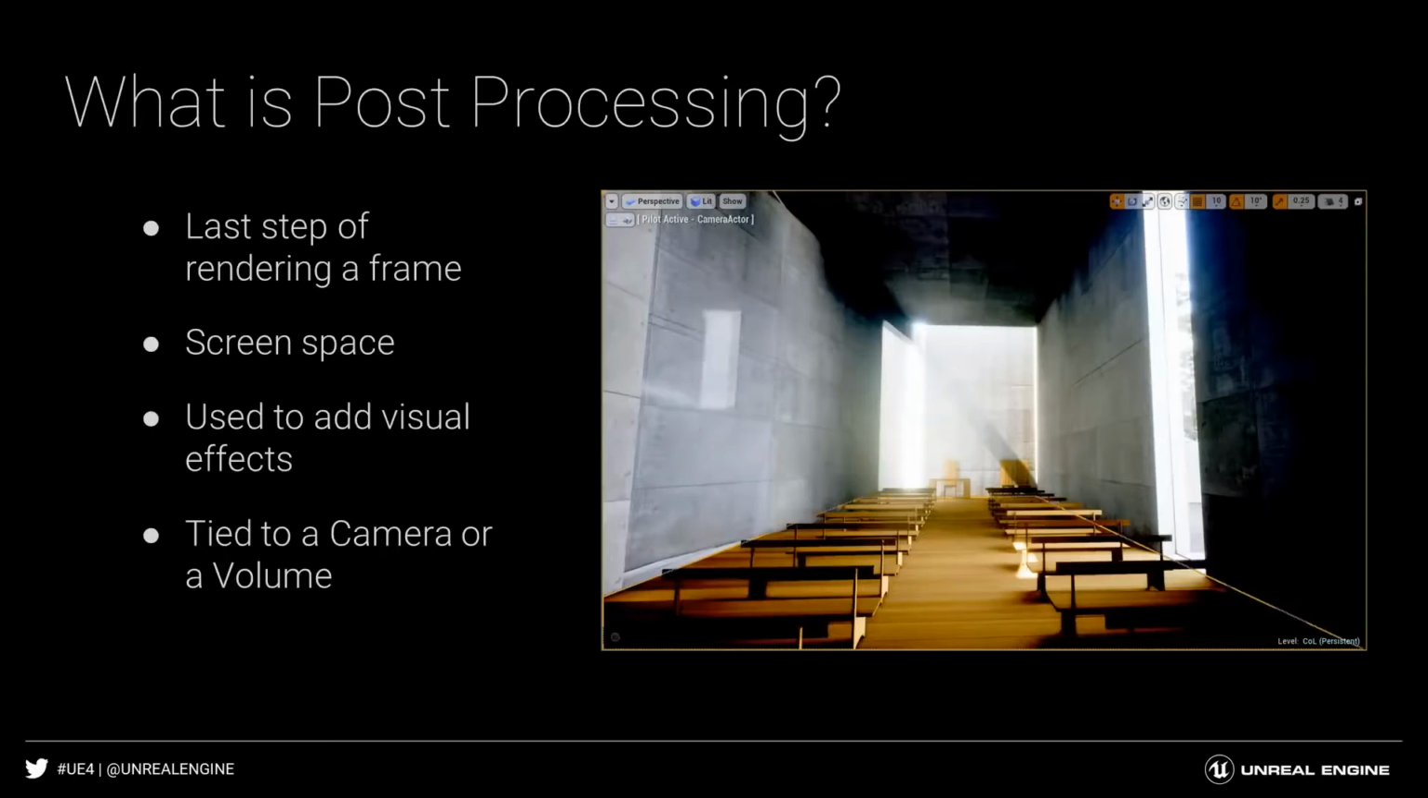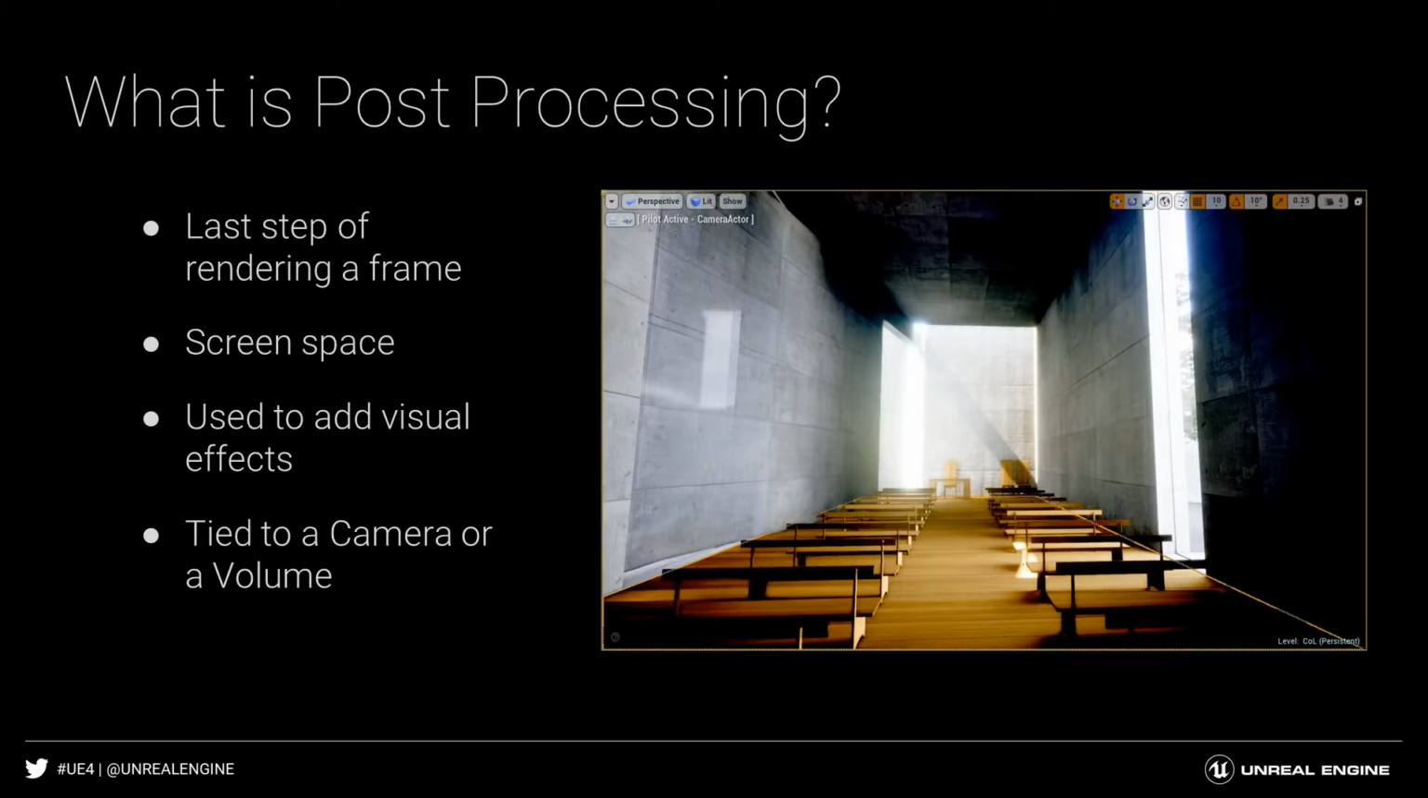For those of you unfamiliar with the post-process workflow, post-processing is the last step of rendering a single frame inside of Unreal. Kind of like in the film industry where the post-process workflow is the last part of creating a film. Post-process effects are generally in screen space, meaning that they are affected by and affect everything that you currently see on the screen. And they're used to add visual effects such as light blooms and lens flares, but also things like color grading and tone mapping.